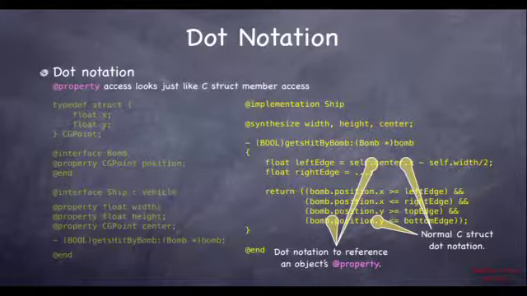So do you see how the dot notation and C structs kind of play nicely together? If I want to know the x position of the bomb, I can say bomb.position.x. So that's part of what I think the motivation was behind making dot notation look this way. All right, everybody got that?